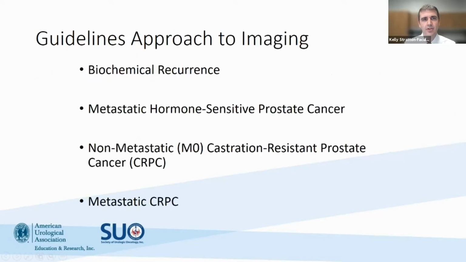So, as mentioned, the guidelines have an approach to imaging in different clinical situations. We'll consider patients who have biochemical recurrence, those with metastatic hormone-sensitive prostate cancer, those M0 or non-metastatic castration-resistant prostate cancer patients, and those with metastatic CRPC.